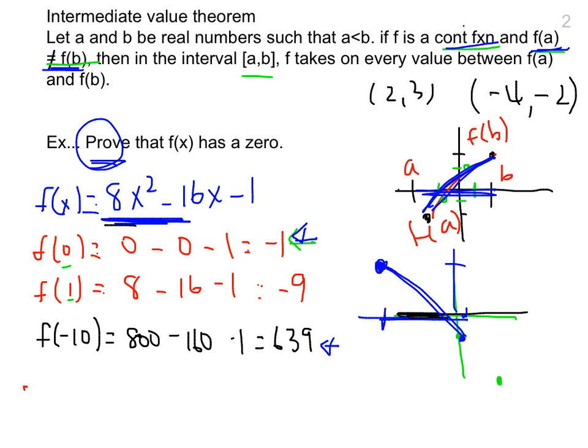So the whole point, once again, of the IVT is it guarantees you that if you have a continuous function and that the y values are not equal, then you will always be able to find some point in between that interval such that you'll be given a corresponding y value.